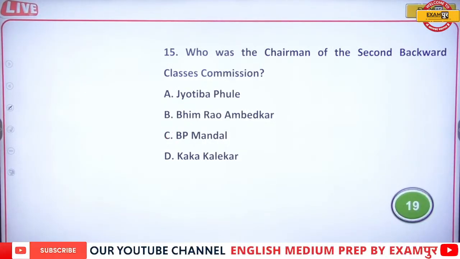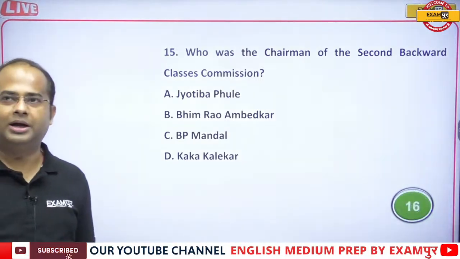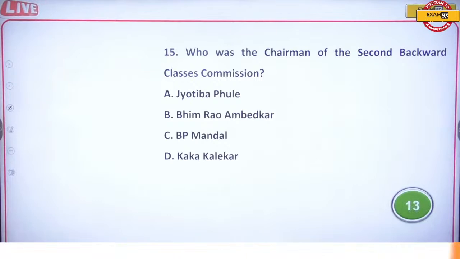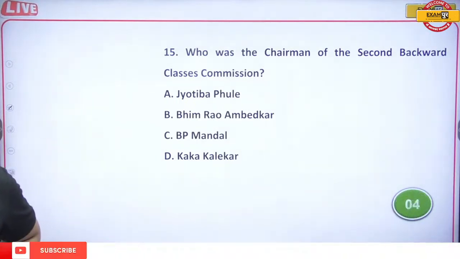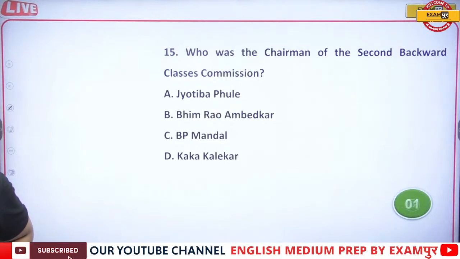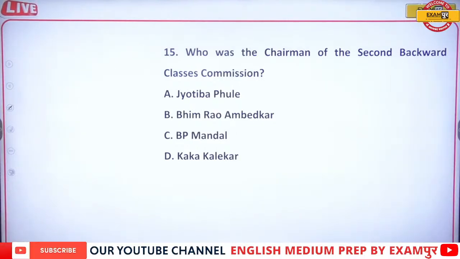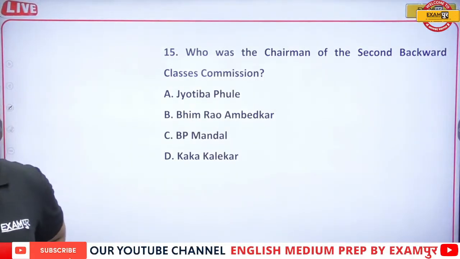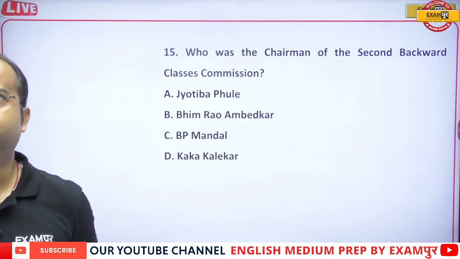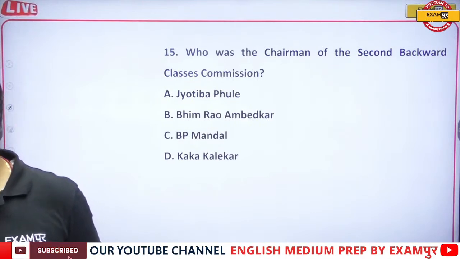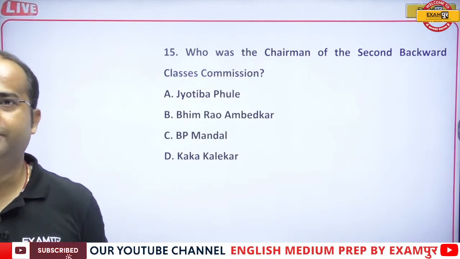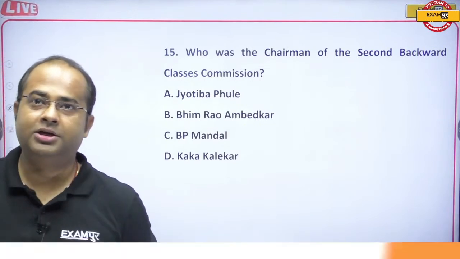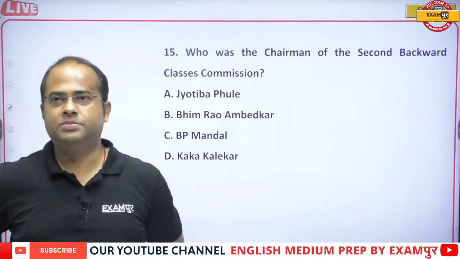Now come to the next question: who was the chairman of the Second Backward Class Commission? Is it Jyotiba Phule, Bhim Rao Ambedkar, BP Mandal, or Kaka Kalekar? From where the 27% reservation that was being given to the OBC community was being flashed.